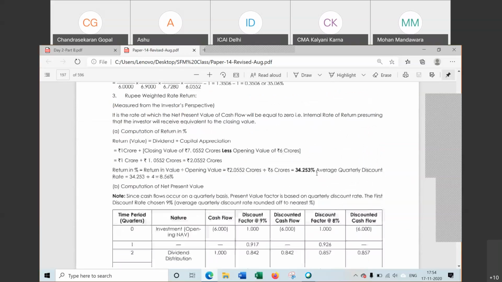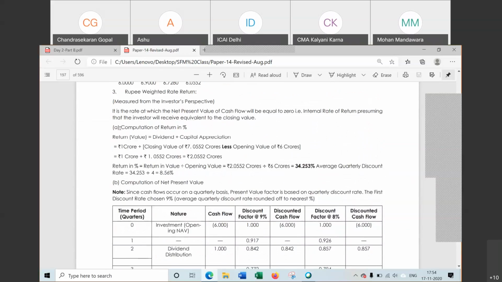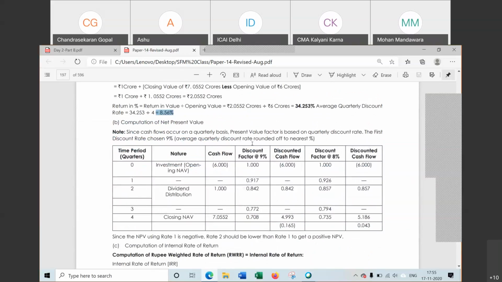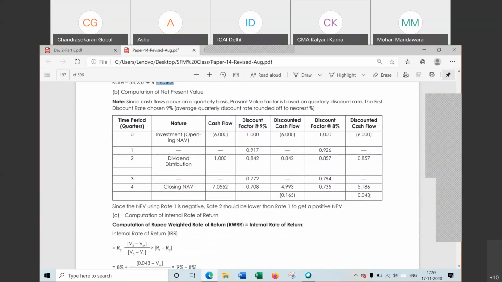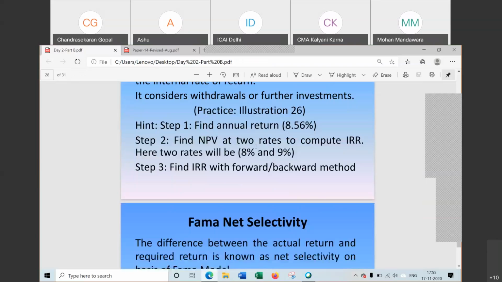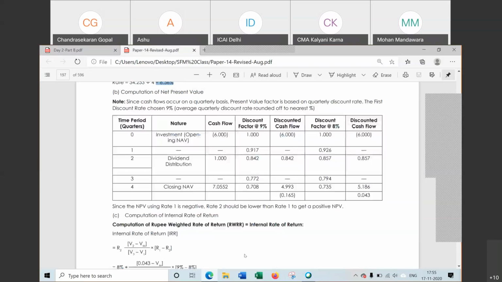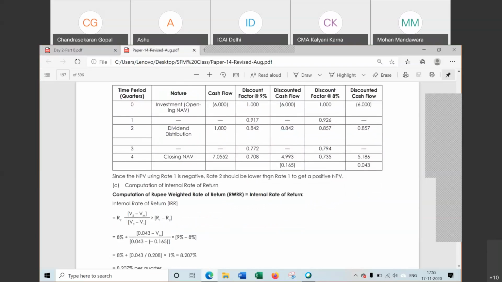And second step, annual rate of return, find out the holding period rate of return, annual return and holding period return. And this will be used for discount factors, that is 8% and 9%. At 9% we will find NPV, at 8% we will find NPV, and these two values will be used to find IRR with the help of forward or backward method. Any method can be used to find the IRR.